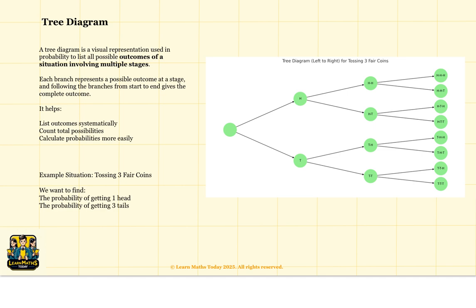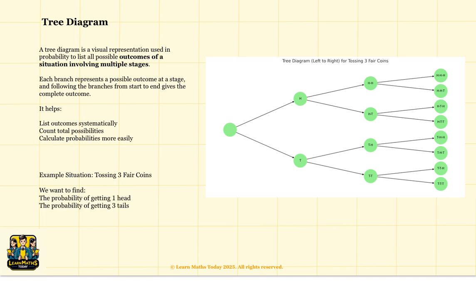Let's say we toss a fair coin 3 times. Each time the result will be either heads or tails. We can use a tree diagram to list all possible outcomes. The first toss will give us either H or T. Second toss also H or T, and third toss will also give us H or T.